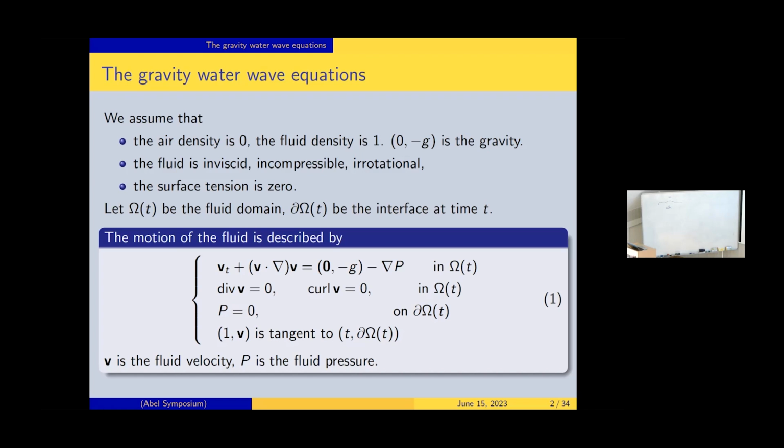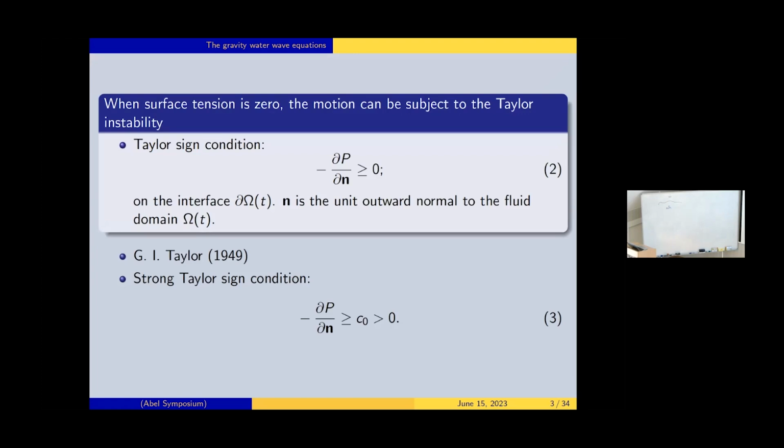Okay, so this is a free boundary problem, and the domain is moving, so it depends on time. The fluid is described by the incompressible Euler equation, where V is velocity and P is pressure, and the right-hand side is gravity. This is incompressible, irrotational, and the pressure is 0 on the interface, because we neglect the surface tension. And the last statement says that fluid particles on the interface remain on the interface. Okay, so there's an important condition related to this problem, which is the so-called Taylor sign condition.